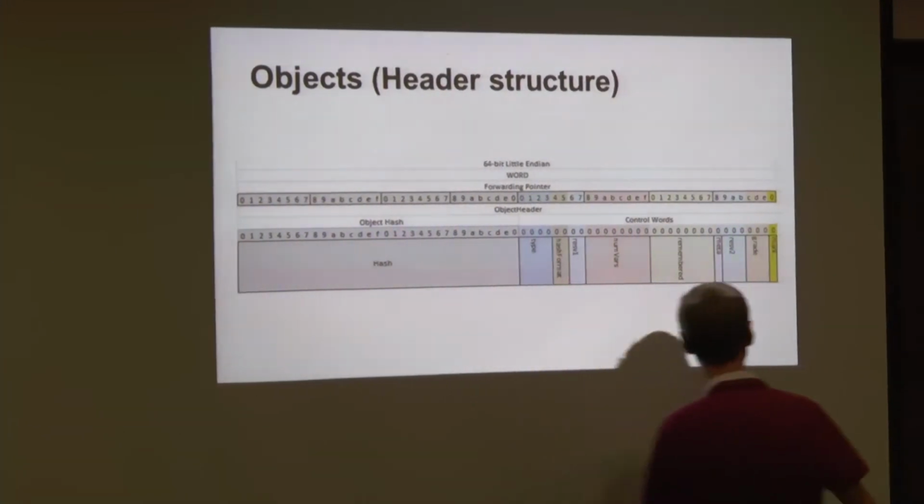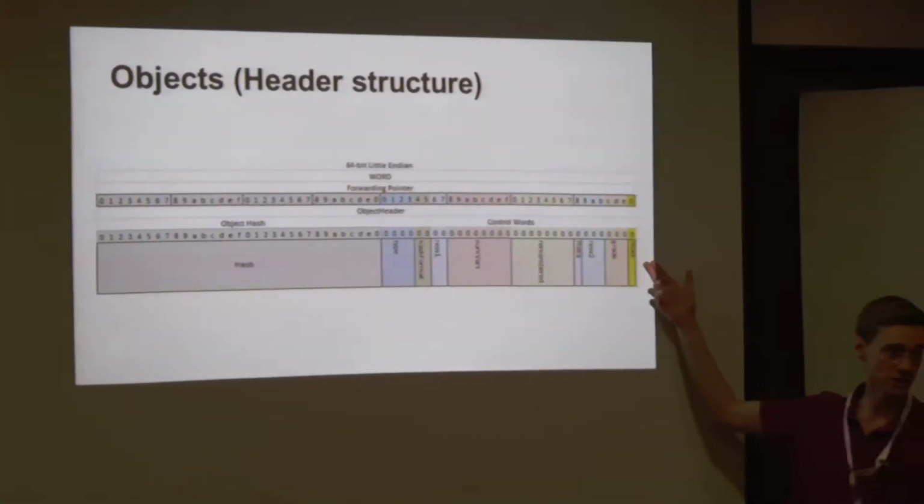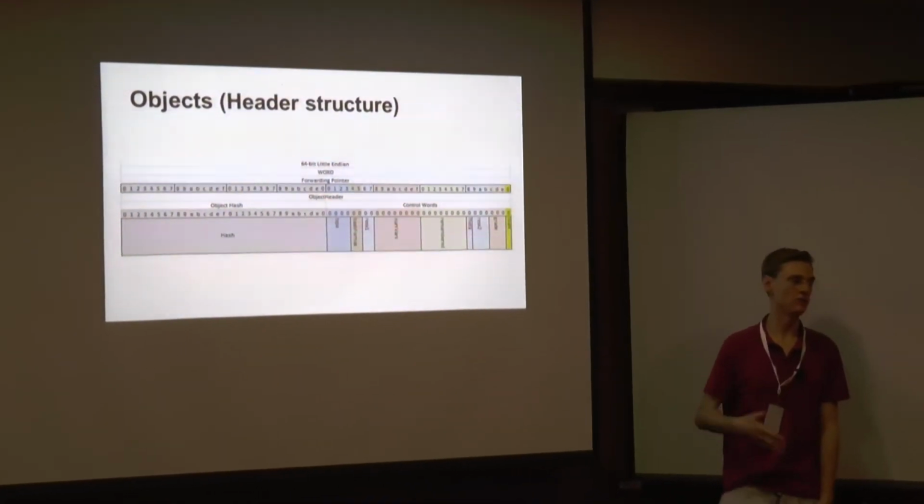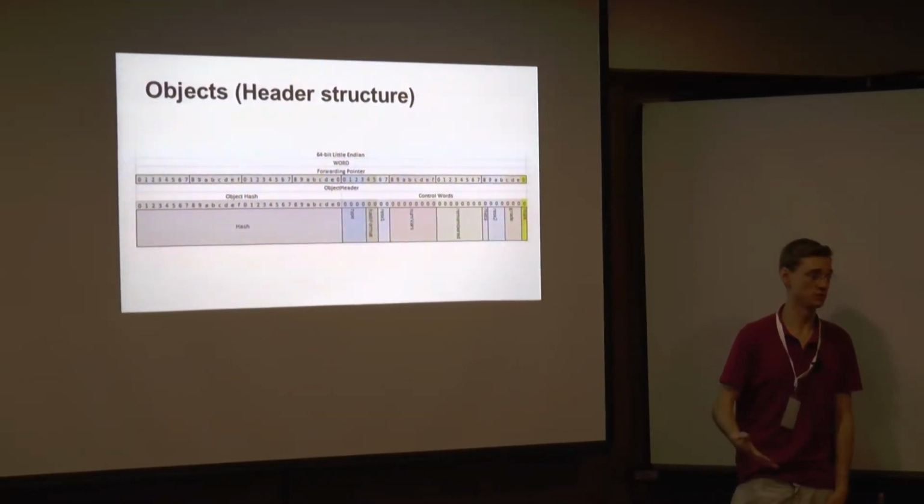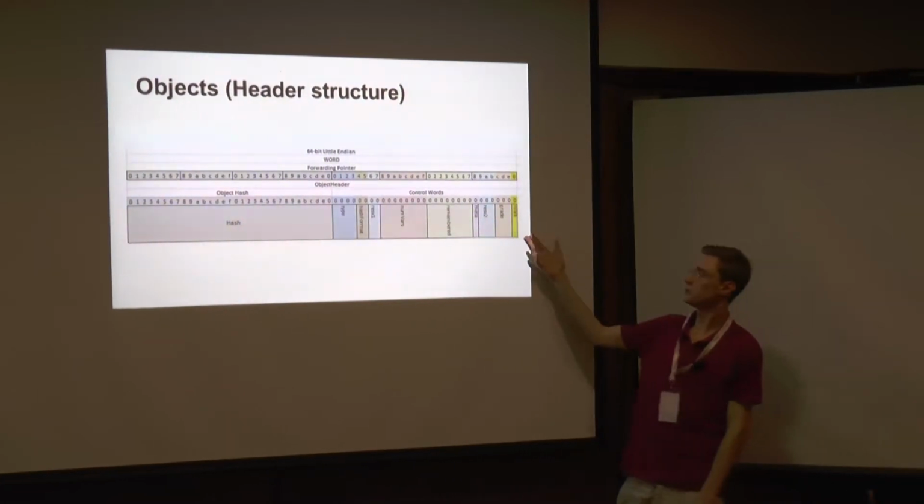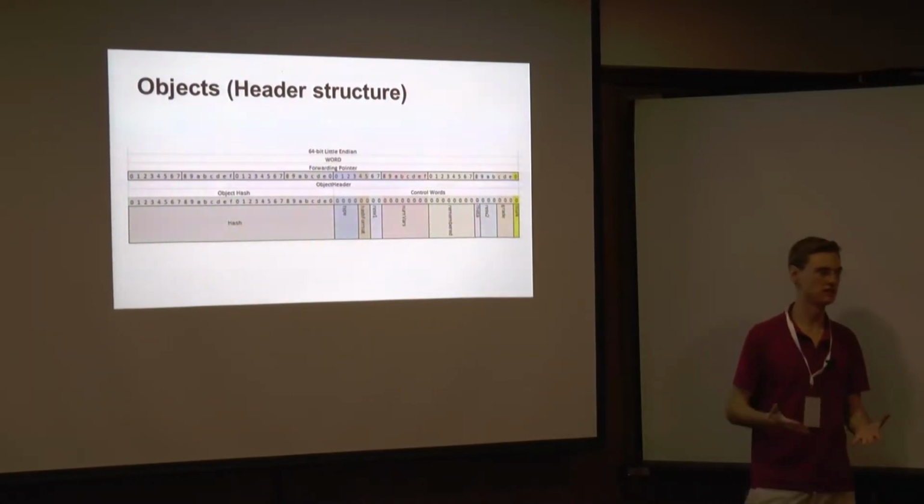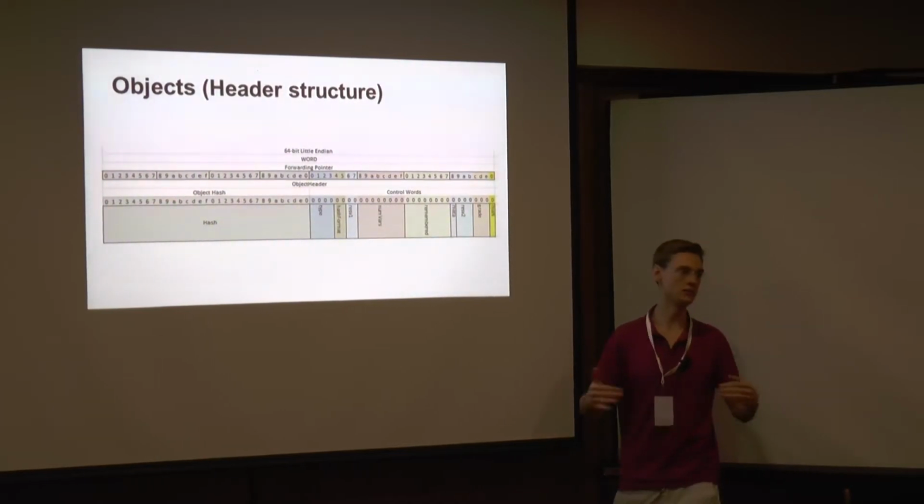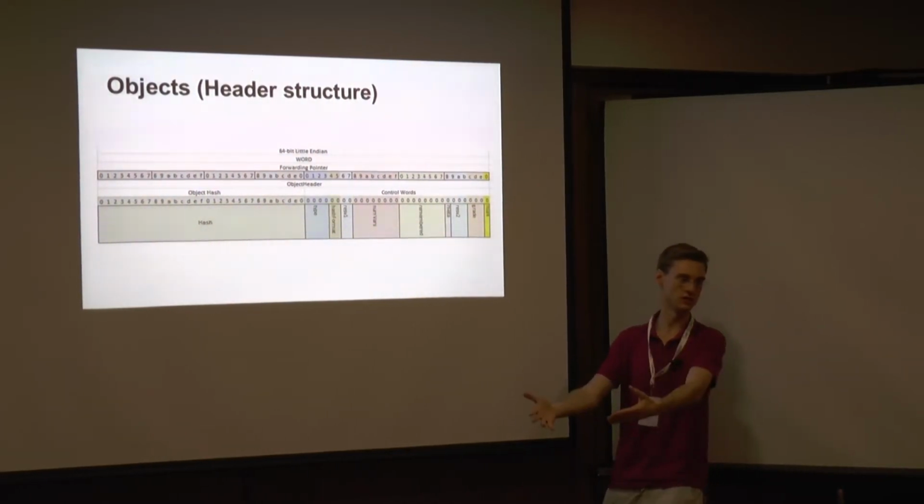So one thing we do is we have this GC mark bit right here, and it's a single bit. It's set to 1 if it has not been moved, and 0 if it has been moved. So if the GC mark bit in the object is set to 0, we know that the forwarding pointer points to a new position. And we need to update our reference to point to that new object.